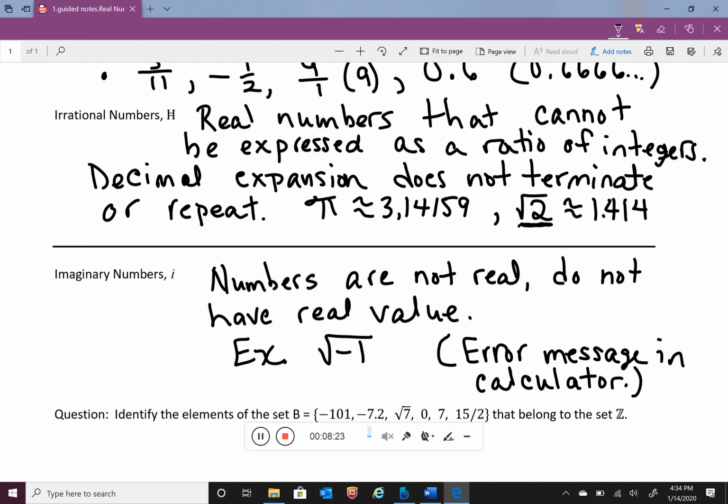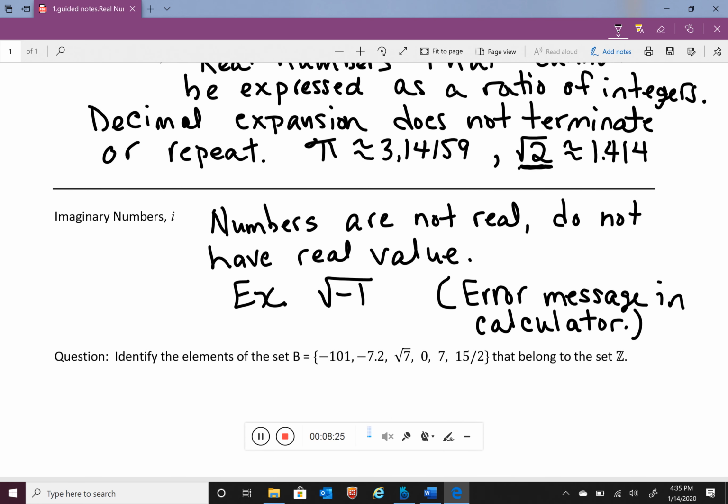So now you are going to have a question, and the question that you're going to answer in the video is: identify the elements of the set B that is equal to, and we have 1, 2, 3, 4, 5, 6 elements here, and I want you to tell me which of these elements belong to the set Z.